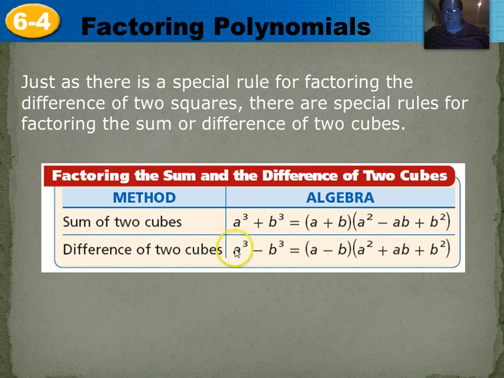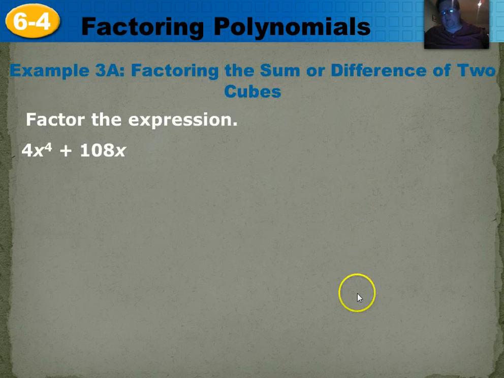The same thing goes for the difference of two cubes. A cubed minus b cubed. Again, the small parentheses kept the sign, and the big parentheses changed signs in the middle, and it's almost a perfect square, except there's no 2 in front of the ab. Alright, so that is my way of remembering it. Now let's look at an example.